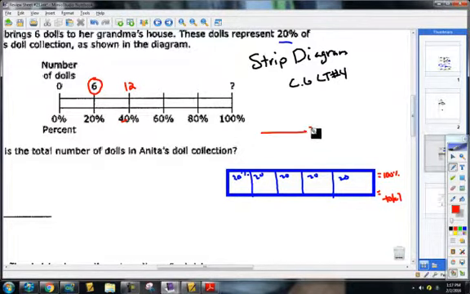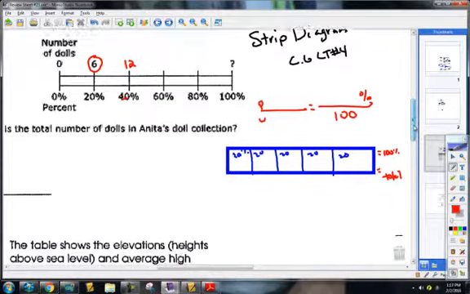If you want to check with a proportion once you get done, that would make me happy because that's always a great way to just ensure that you're getting it correct. Okay?